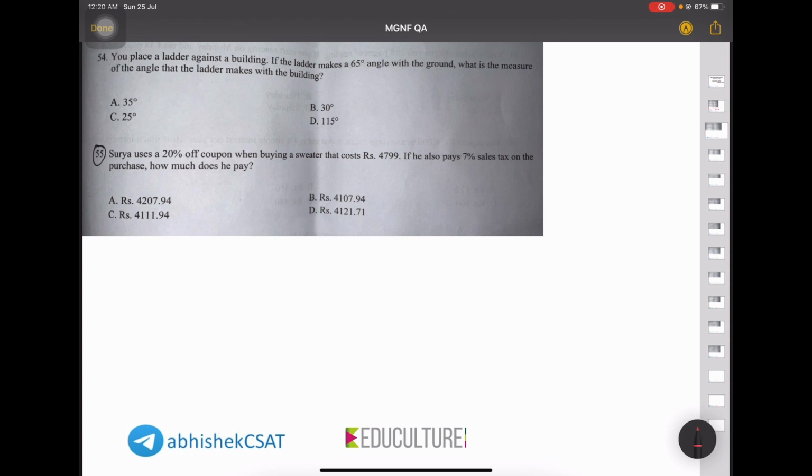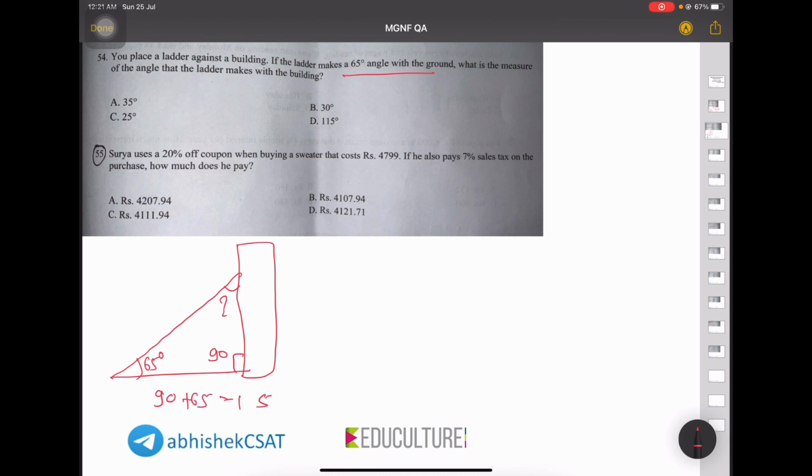Next. You place a ladder against a building. If a ladder makes a 65 degree angle with the ground, this is our building, this is the ladder. Okay, 65 degree angle with the ground, this is 65 degree. What is the measure of the angle that the ladder makes with the building? We have to find this angle. So we all know that this angle is 90 degree. We have to assume that this angle is 90 degree. Why assumption? Building is always straight, road is always straight. This is the assumption. So what is the sum of angles of the triangle? 180. So 90 + 65 is equal to 155. And what is this angle then? 180 minus 155. That means 25 degree.